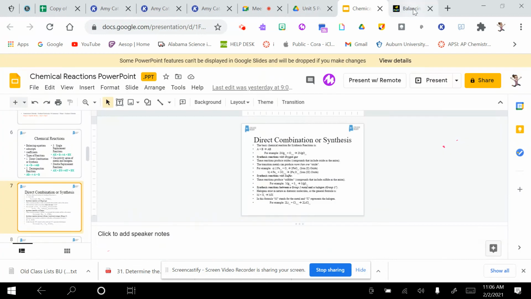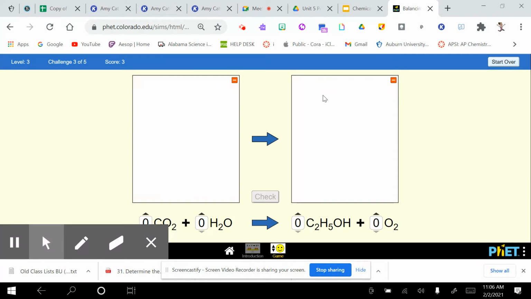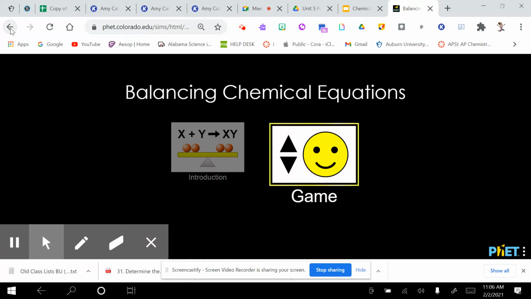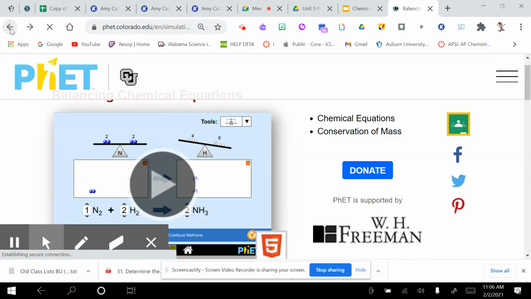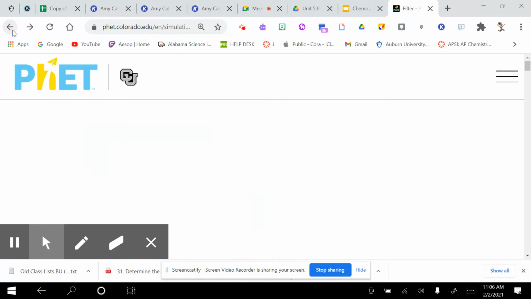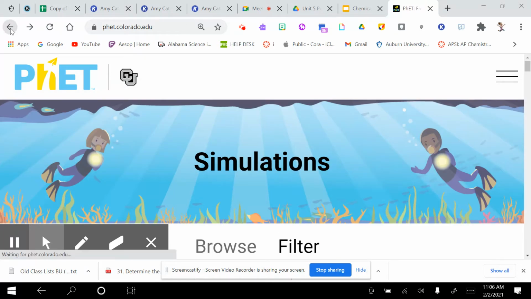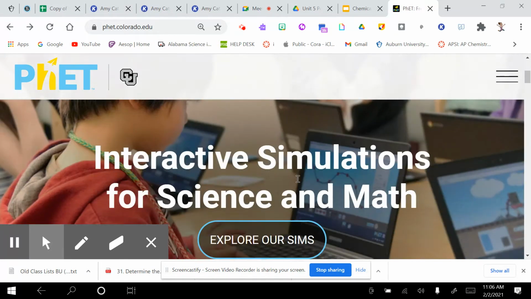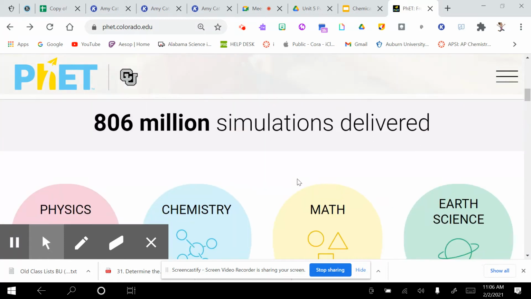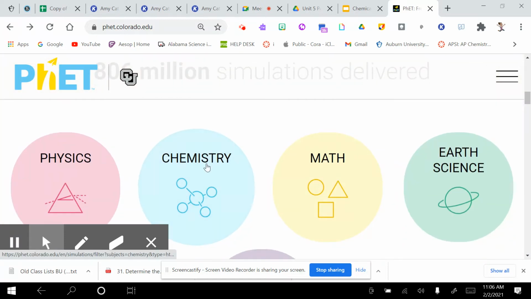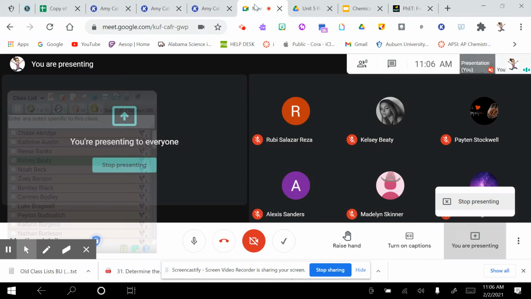So what I want y'all to do right now is go to phet.colorado.edu, and go ahead and just bookmark that, because it is a really, really good resource for you. And hopefully y'all at home are hearing me and able to do this as well. And when you get there, you'll come up to this page, and you're going to scroll down to the little bubble that says chemistry.